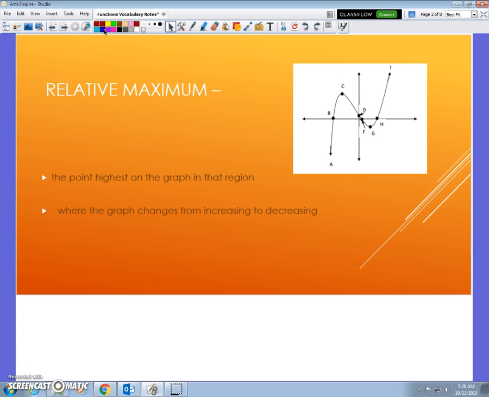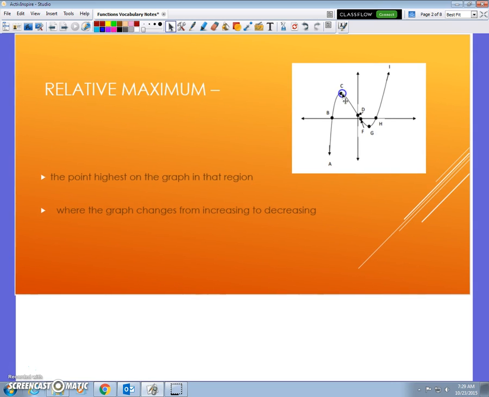So there's a couple relative maximums here. Well, actually, there's just one. Point C, right there. Point C is a relative maximum. That guy right there. Okay, he's the highest point on the graph in that area. It goes from increasing to decreasing on that spot. So we call him a relative maximum. See how he's the highest part of that graph right there in that area.